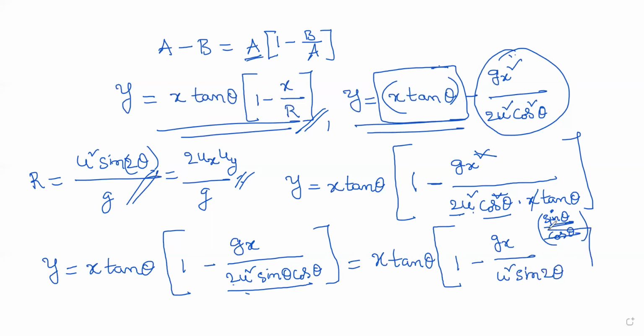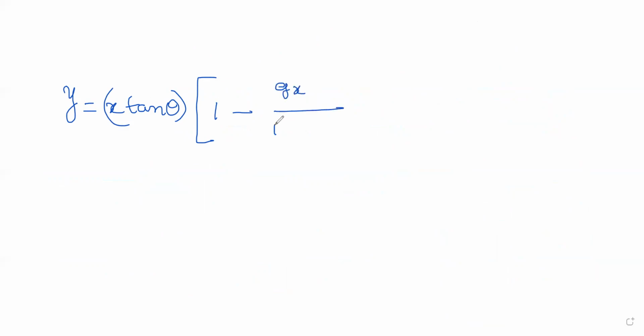You can pause the video. If you want to make a note, you can make a note. This is what you have. And now I'll clear this. I'm clearing this. And now we are left with y is equal to x tan theta multiplied by 1 minus g x by u square sin 2 theta. This is what I'm left with.